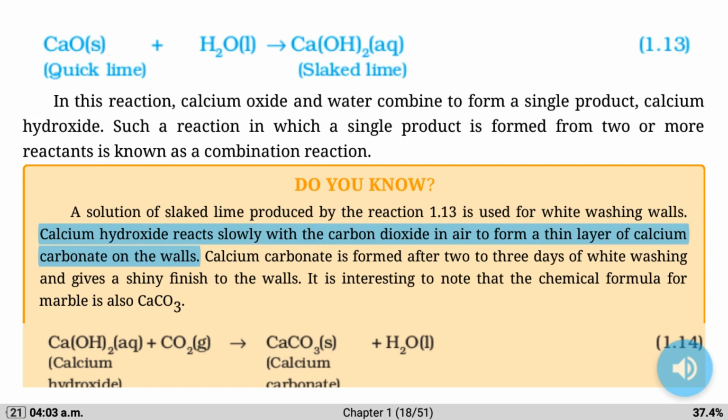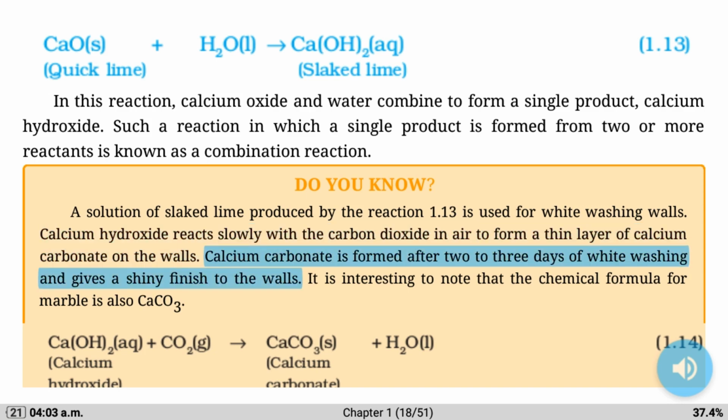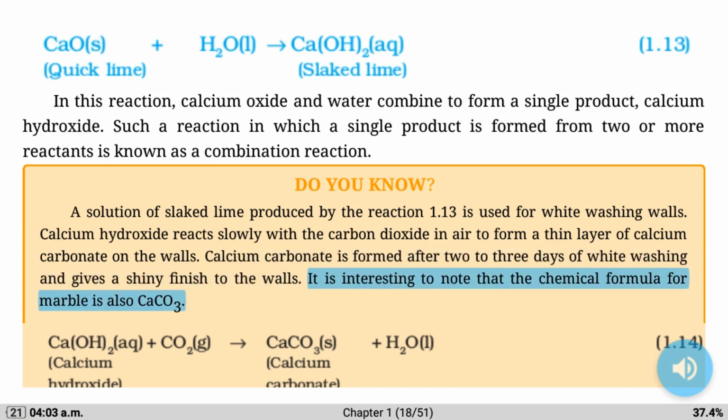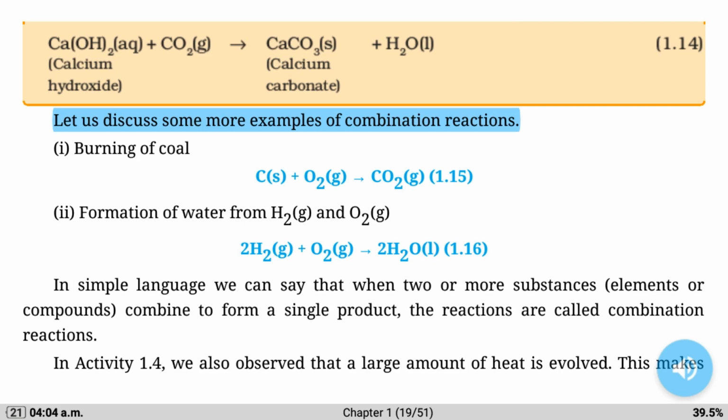Calcium hydroxide reacts slowly with the carbon dioxide in air to form a thin layer of calcium carbonate on the walls. Calcium carbonate is formed after 2 to 3 days of whitewashing and gives a shiny finish to the walls. It is interesting to note that the chemical formula for marble is also CaCO3. Let us discuss some more examples of combination reactions.